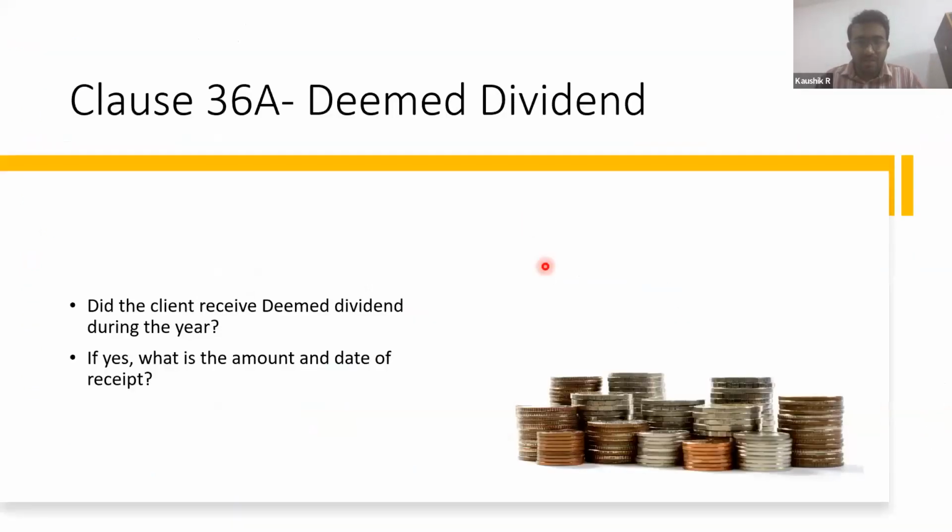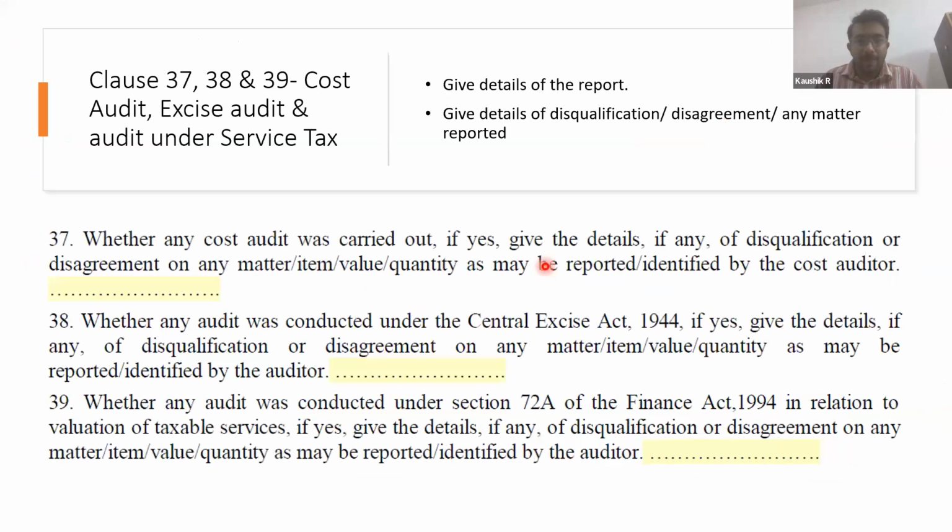So the next clauses are very simple. Give the details of the reports, give the details of disqualification or disagreements, or any matter that is reported. So these three clauses are of a similar fashion. That's why I've grouped all of this together. If there is any cost audit report that was required to be done, then give the details of that cost audit report. If there is any disqualification, report that disqualification. If there is any disagreement or any matter to be reported, that amount should be reported.